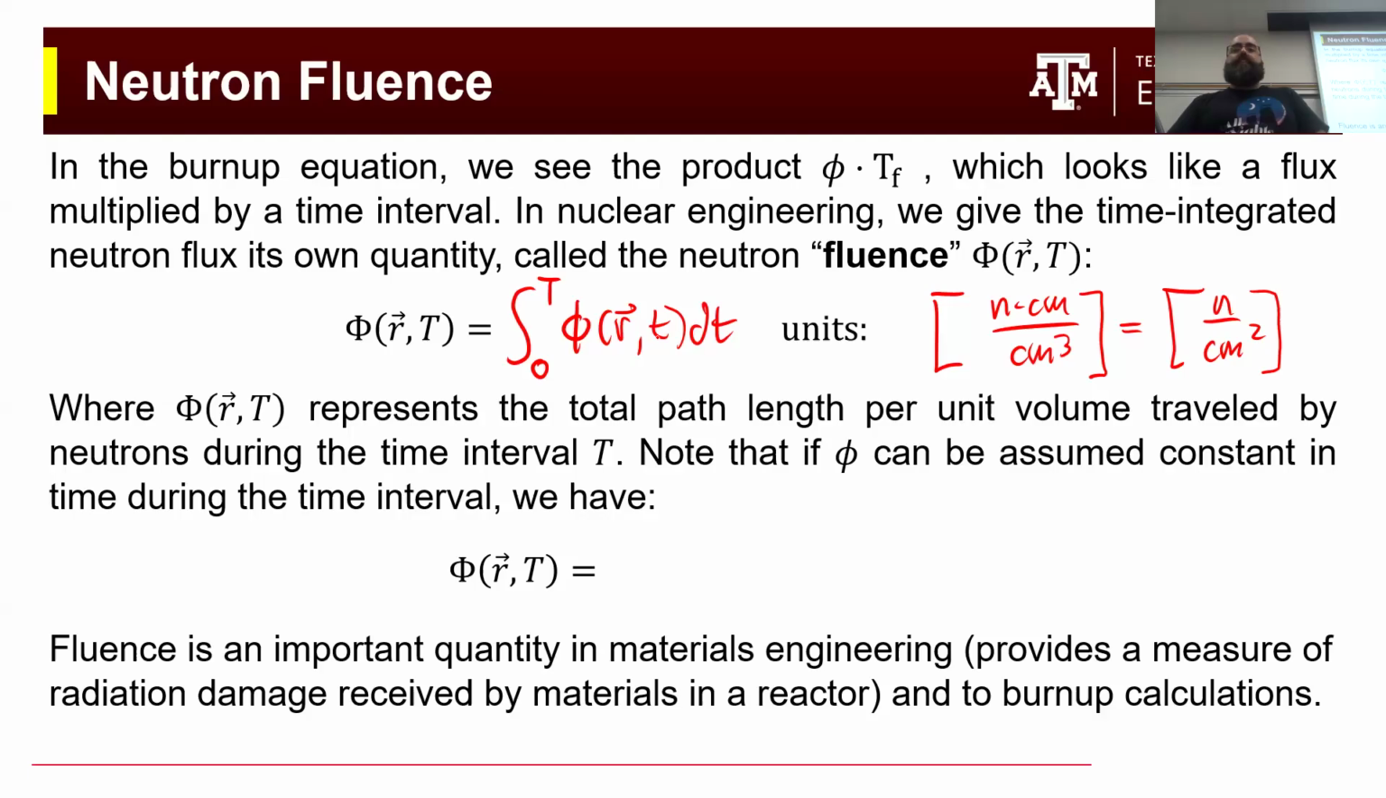And if this flux is constant over the time interval, then the flux no longer depends on time. The flux can just come out of the integral, and then we're integrating dt from 0 to big T. So the integral of that would just be the time interval T. So if your flux is constant, then this just looks like phi of r times that time interval T.